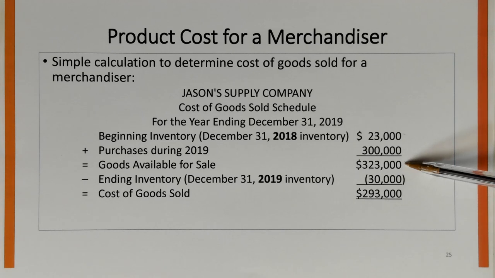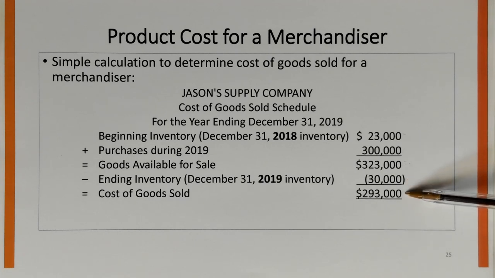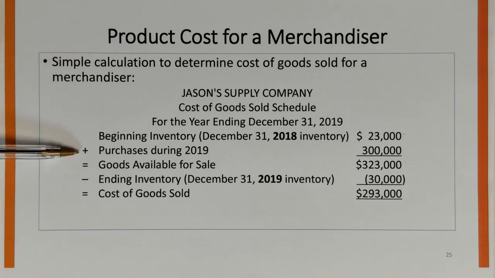If we have goods available for sale of $323,000 and we've only got $30,000 left, we must have sold all the rest of it. At least in theory, we sold all the rest of it. So cost of goods sold would be $293,000. Notice on this side of the slide, I'm indicating here that we're going to add in purchases to arrive at goods available and then subtract ending inventory to arrive at the amount of the inventory we have used up. In this case, it's cost of goods sold.